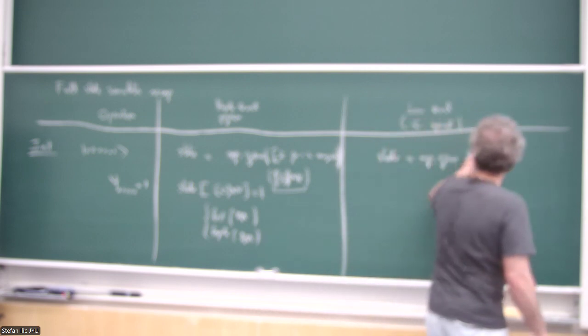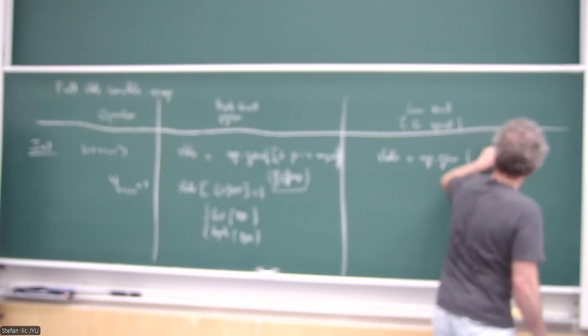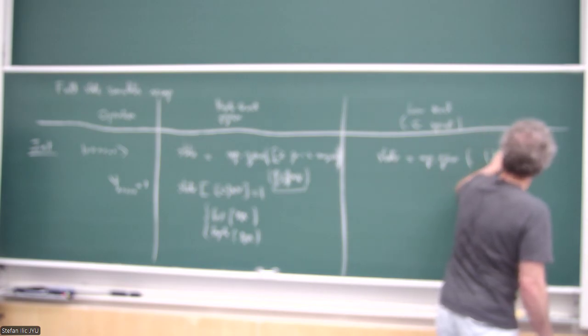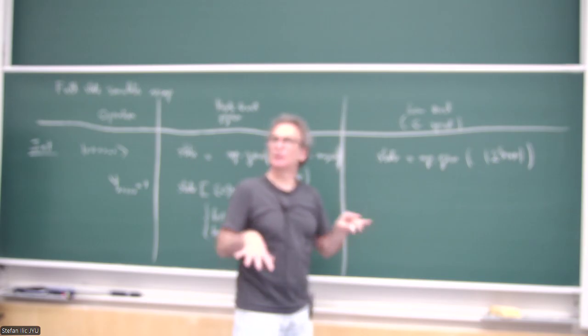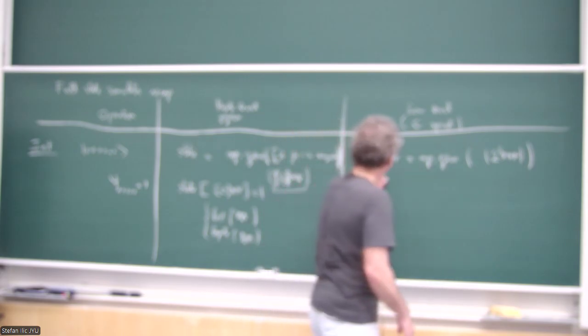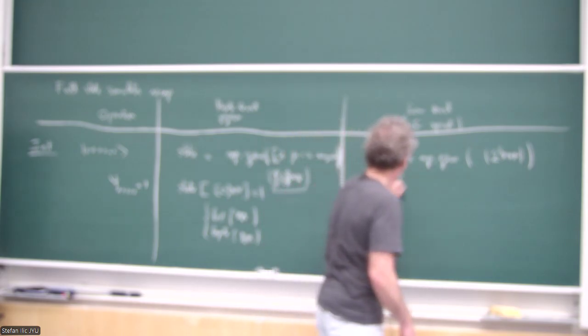I just initialize a big vector of size 2 to the n. And it's my job to do the bookkeeping of the indexing. And then the first one of them, I initialize to 1. That's the initialization.